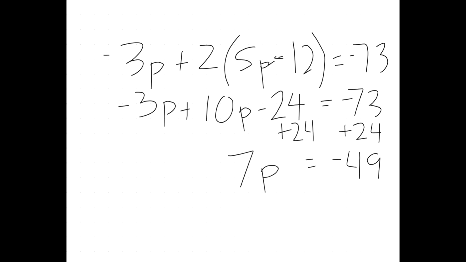So then 7p equals negative 49. Yep. So 7 times negative 7 equals negative 49.